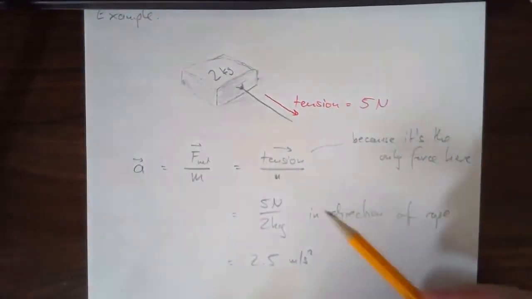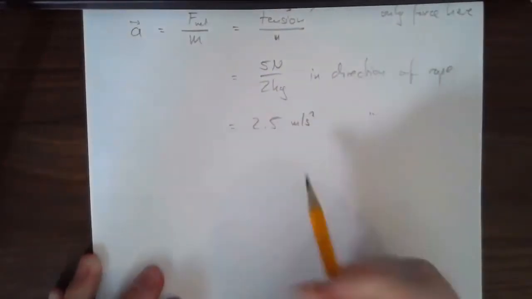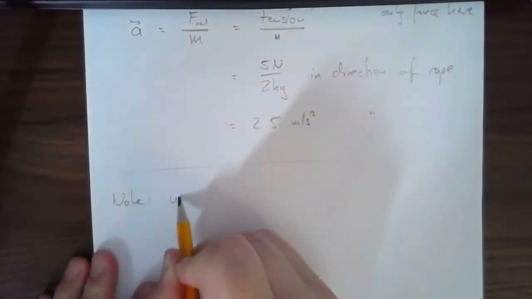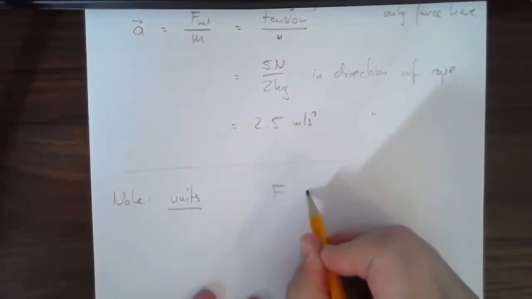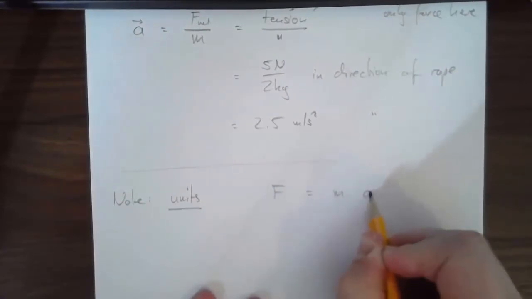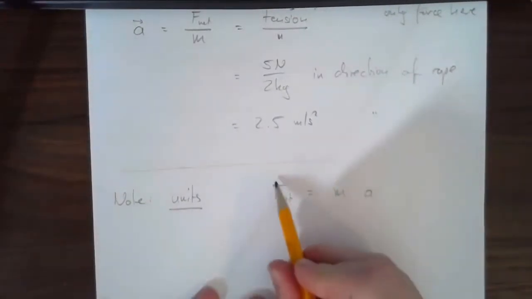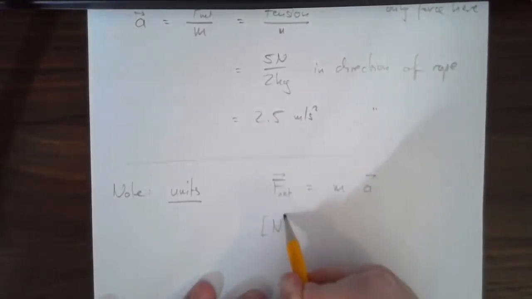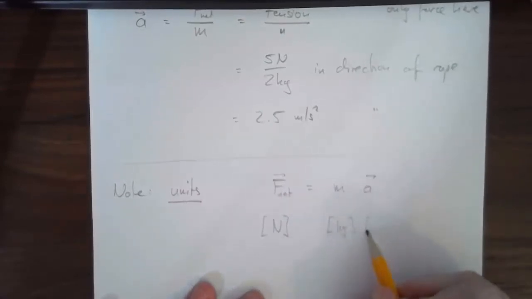Now, the crucial thing to note here is that a newton relates to kilograms and meters per second squared. So let me make a note of the units. We have F equals ma. That's Newton's second law, net force technically, and of course as a vector. So what are the units? The units here are newtons, the units here are kilograms, and the units here are meters per second squared.